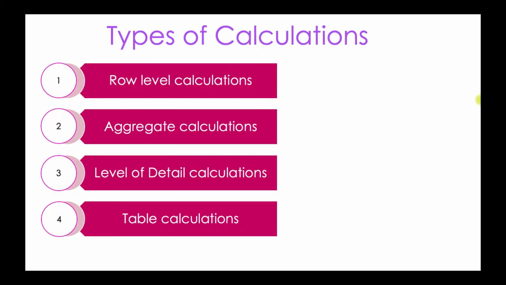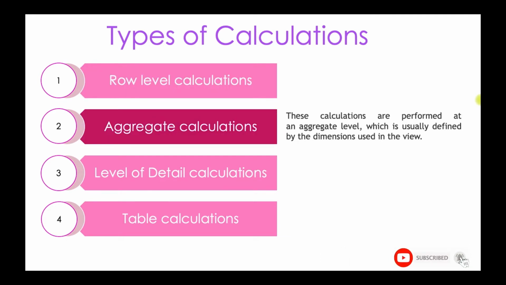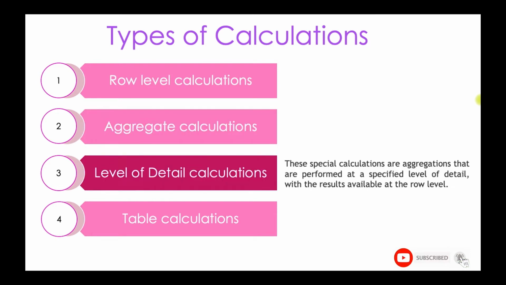There are four types of calculations. One is row level calculations, then aggregate level calculations, then level of detail calculations, and table calculations. Row level calculations, as the name implies, are performed for every single row of underlying data. The second one is aggregate calculations, and these are performed at an aggregate level, which has to be defined by the dimension being used in the visualization.